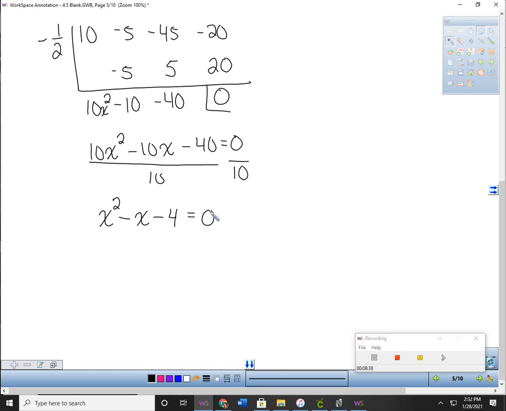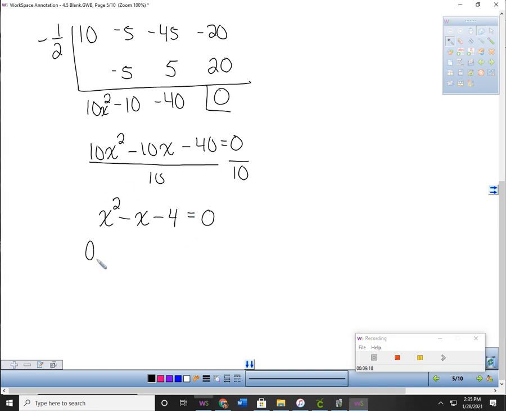When I see a trinomial like this, I always want to try to factor. Is there anything that will multiply to make 4 and subtract to make 1? Well, 4 times 1 is 4, but that subtracts to make 3. 2 times 2 is 4, but that subtracts to make 0. We don't have any other options, so I can't factor this to solve it. And when you can't factor a quadratic, what do you have to use to find your solutions? We'll use the quadratic formula because I can't factor it.